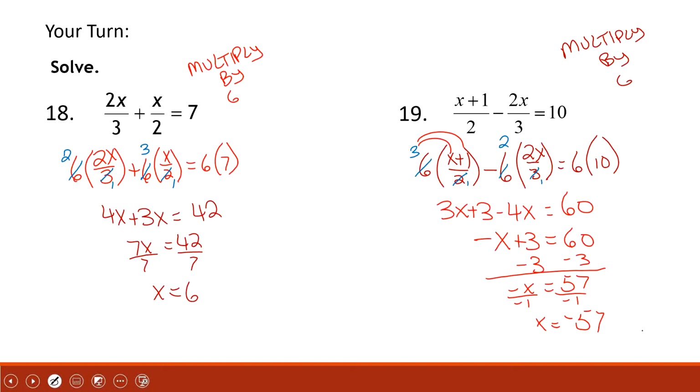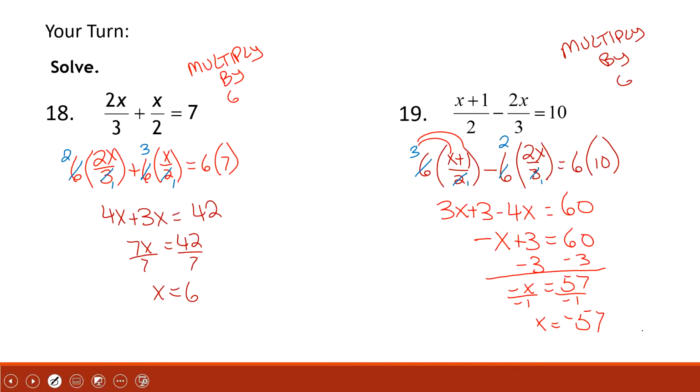Now we're just back to solving the multi-step equation. Combine my like terms. 7x equals 42. Divide by 7. X equals 6. Once we get rid of the fractions, they become a lot easier. Second one. Again, we multiplied by 6.